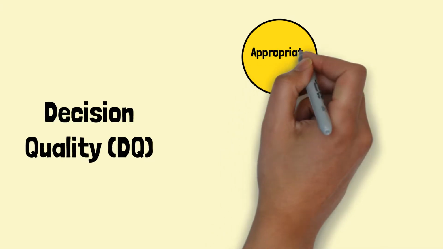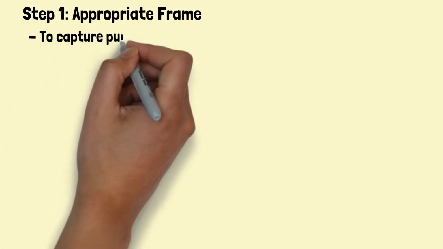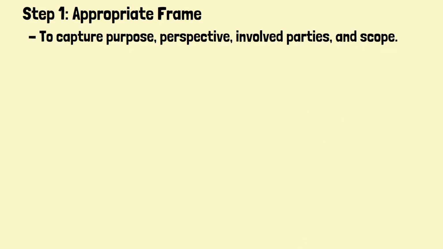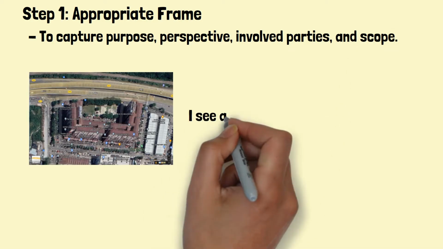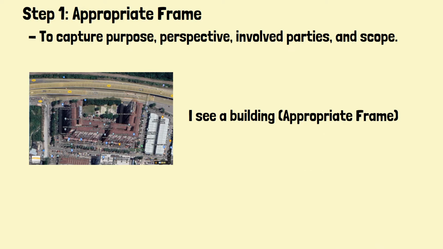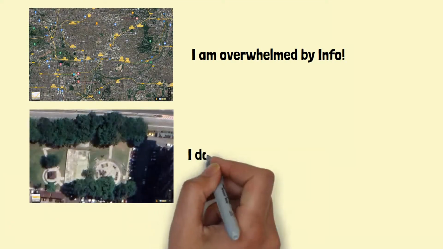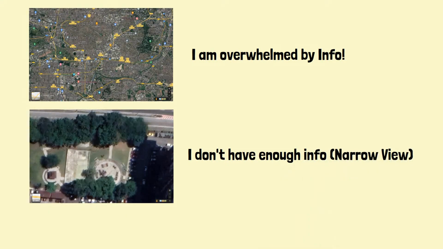Step 1. Appropriate frame. When we try to frame an issue, the framing must capture the purpose, perspective of the issue, the involved parties, and the scope. The decision frame must be appropriate. If the boundary is too wide, you will be overwhelmed by the amount of information. However, if it is too narrow, you won't be able to see the bigger picture.